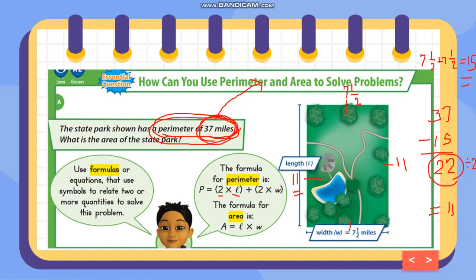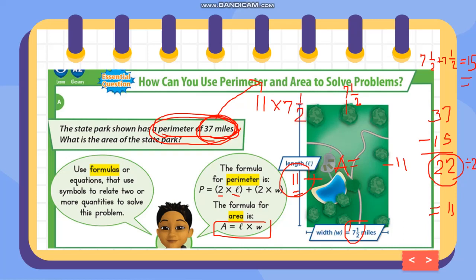Now, how to find the area? Applying the area rule, it is length multiplied by width. Your length is 11 and your width is 7 and 1/2. So you simply multiply 11 by 7 and 1/2 to get the area.